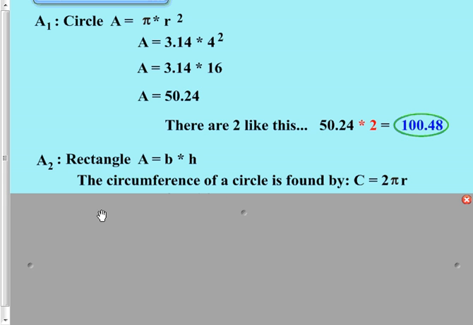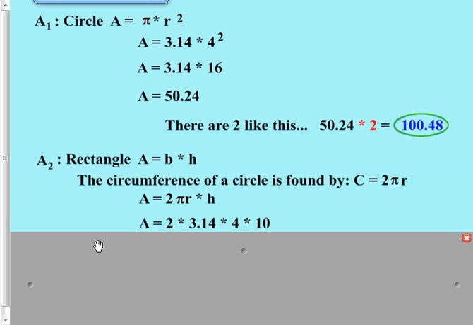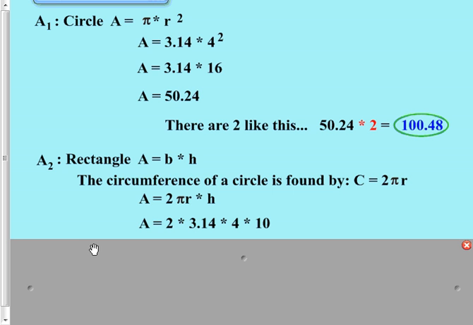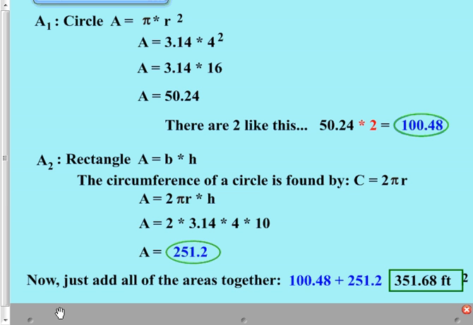Plugging into the formula, instead of base times height, we have 2 times pi times radius times height. Now plugging in the values that we know, the radius is 4, and the height is 10. When we run through all these decimal points, what we end up with is 251.2. Now, there's only one of these rectangles, so we're going to take that 251.2 and combine it with the 100.48 from above, and that is 351.68 square feet.